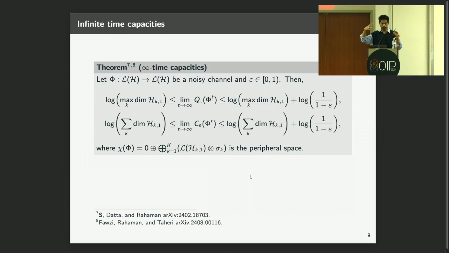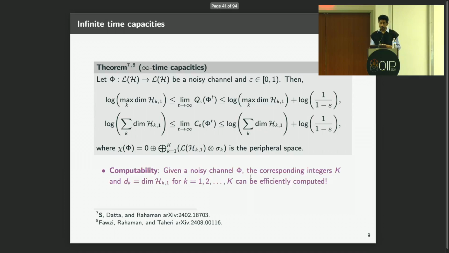So in the limit, if you want to do things perfectly, epsilon equal to 0, these two bounds collapse, and you have the exact formula for what you can do. And the nice thing about this is that these formulas are efficiently computable. So it turns out that you can come up with an algorithm that will take your noise and compute the structure of the peripheral space efficiently. So these capacity formulas are efficiently computable. There's a poly-D algorithm that will give you the structure of this peripheral space for any given noise.